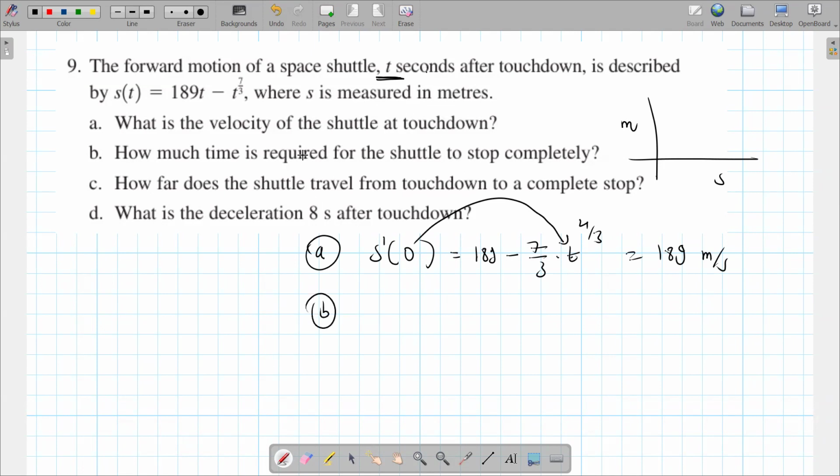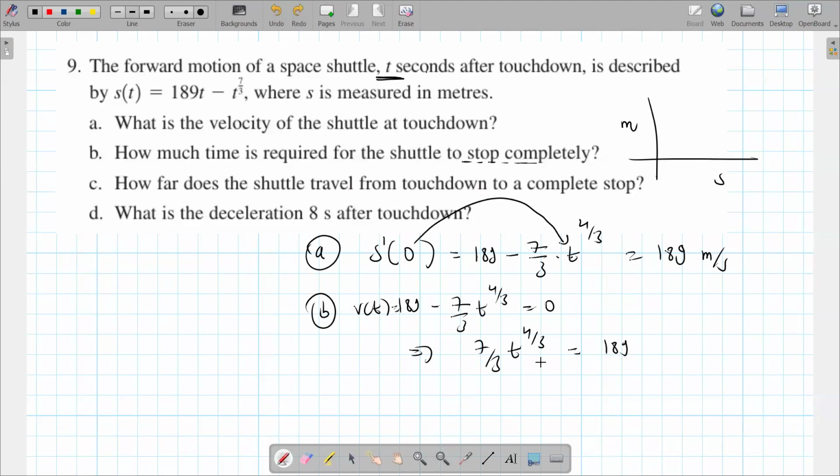B. How much time is required for the shuttle to stop completely? So we have the velocity function. V of t is 189 minus 7 over 3 t to the 4 over 3. What's the velocity when something stops? Is it going to be moving? It's going to be 0, yeah. Then we're going to solve this for t. So it'll be 7 over 3 t to the 4/3 equals 189, and the negatives cancel out.